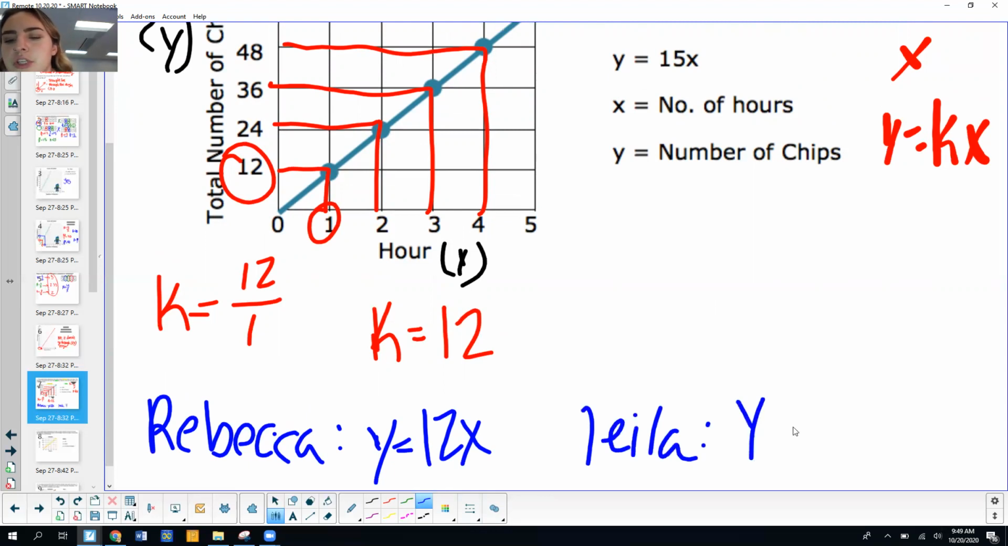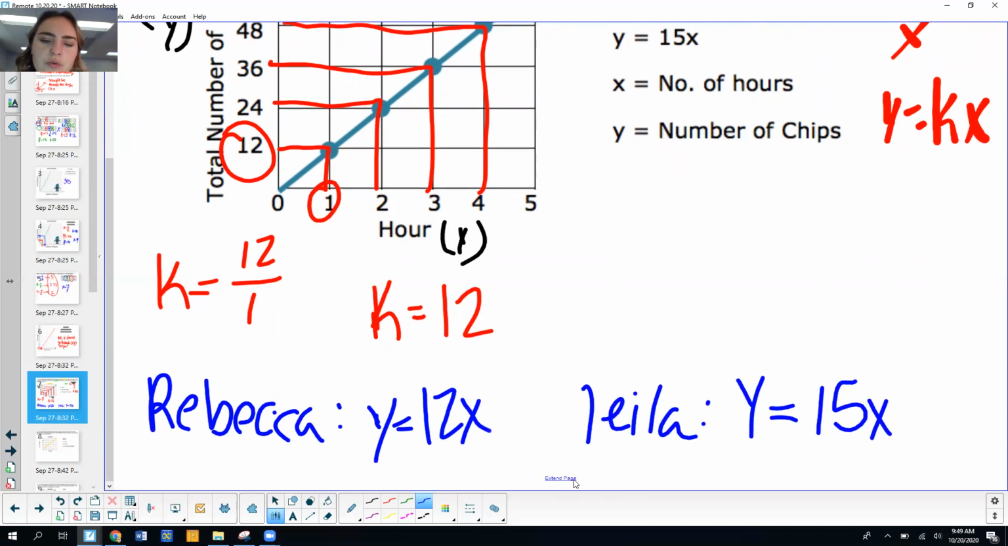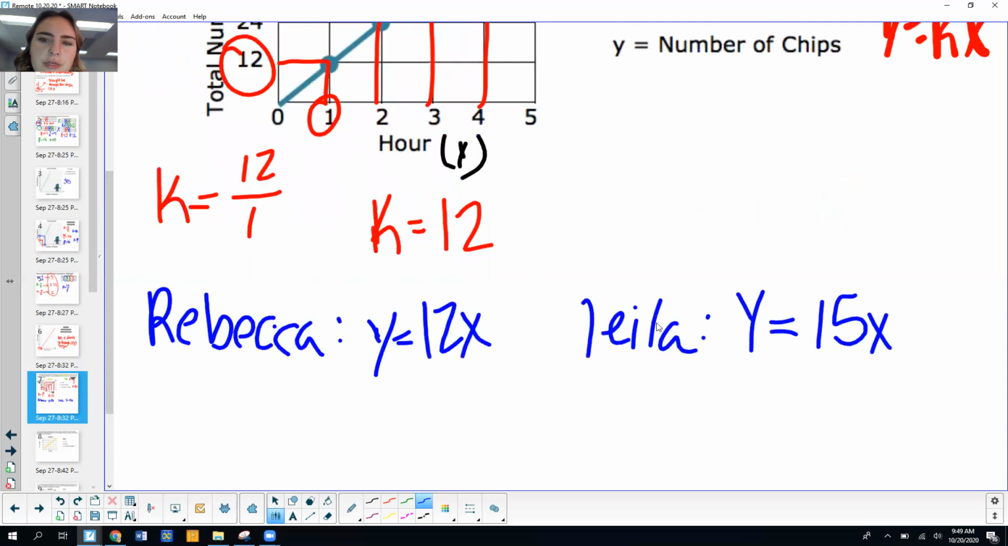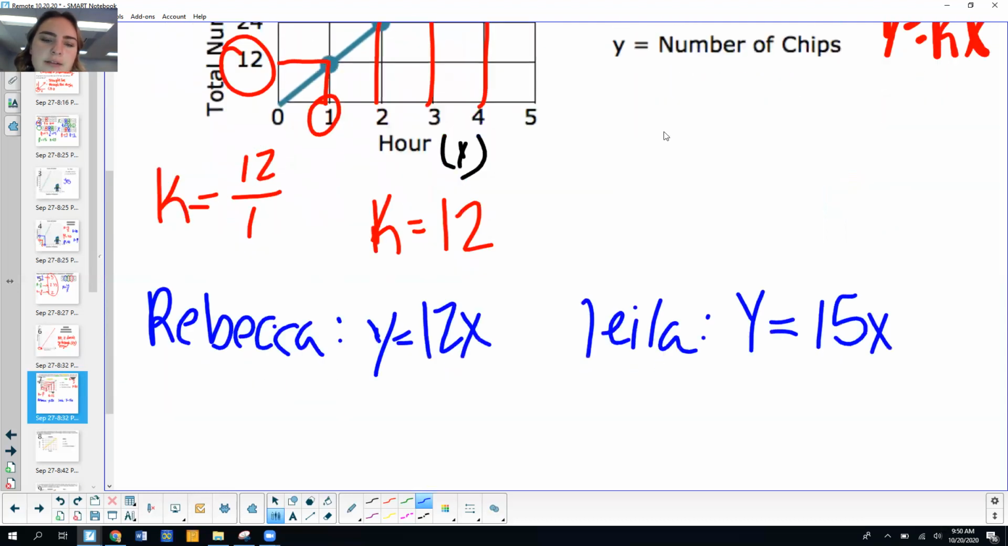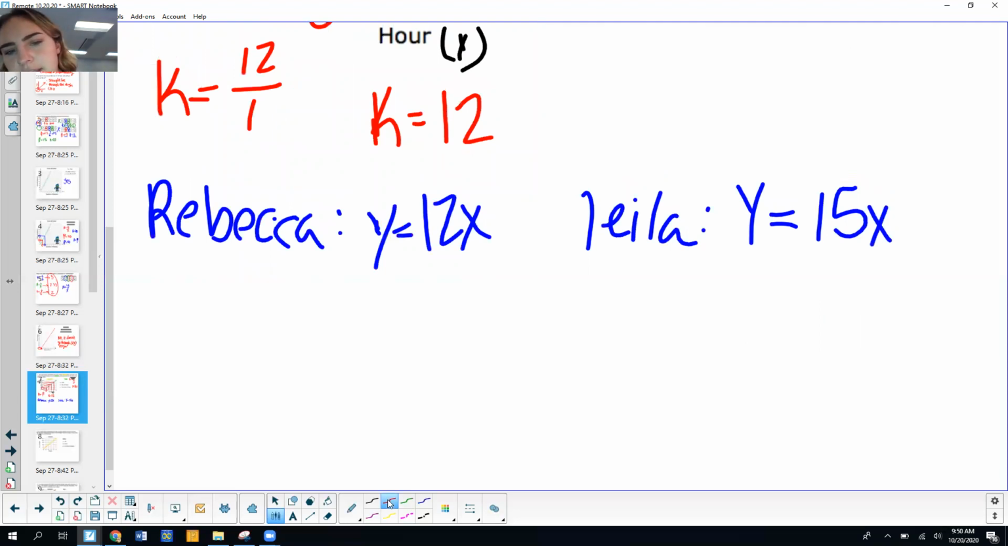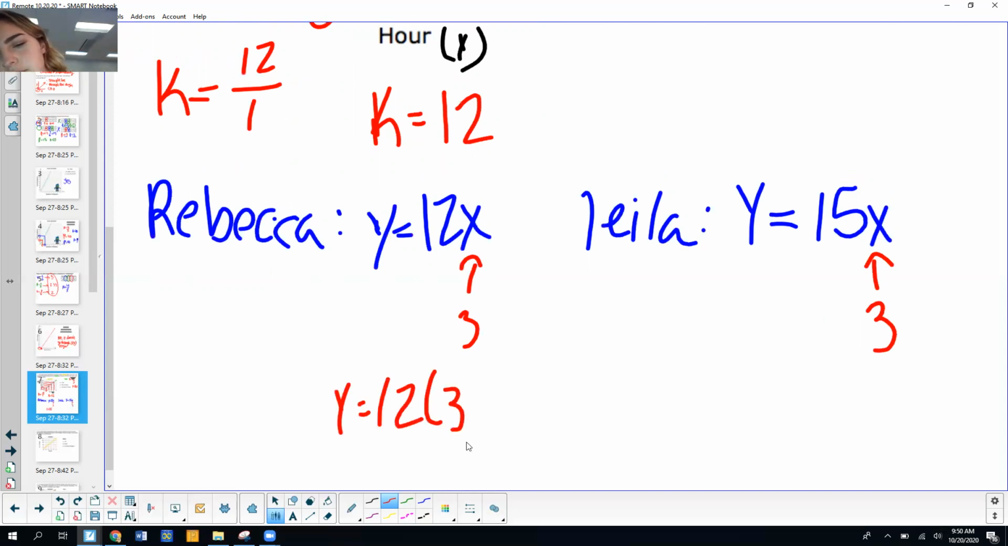and she eats at a rate of 15 chips per hour. So we want to know who is going to eat the most chips in 3 hours. Well, number of hours is going to be represented as x, so I'm going to replace the x here with 3 on both of these equations. So I'm going to have y equals 12 times 3, and y equals 15 times 3.